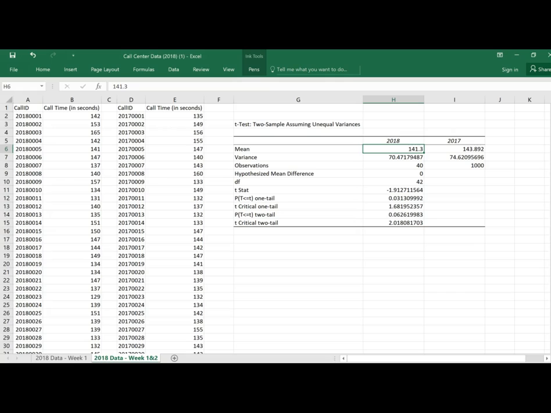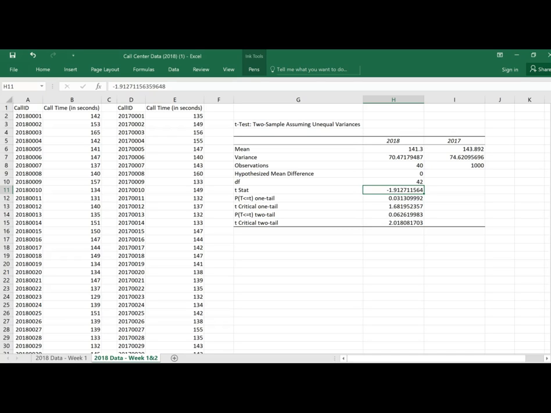So what do we've got? The first line tells me the average of these call times between the 2 years. And again, the data looks like call times went down a little bit, right? It automatically estimates the variance. Those variances aren't that much different from each other, right? So we calculated these things based on an unequal variance. We've got the number of observations, the hypothesized mean difference, and our degrees of freedom, right? And this also gives me a t-statistic.